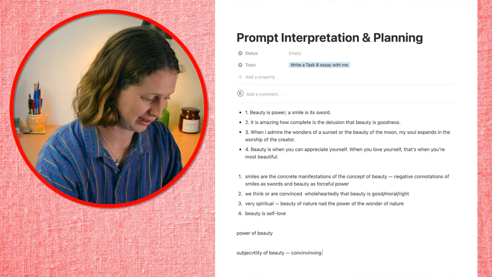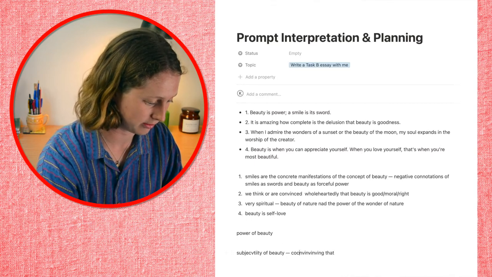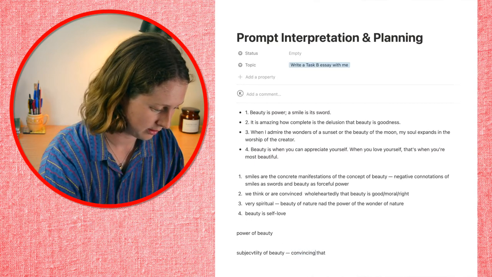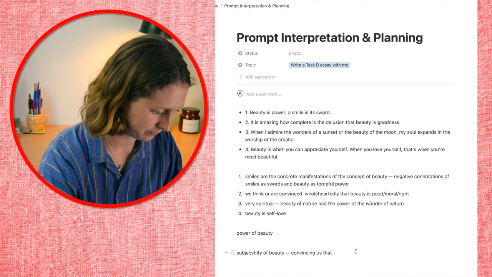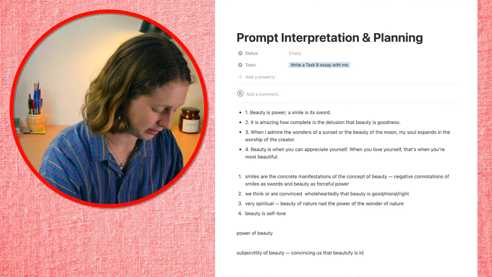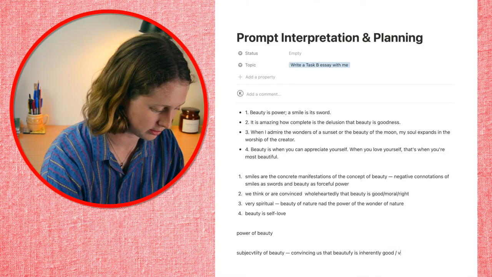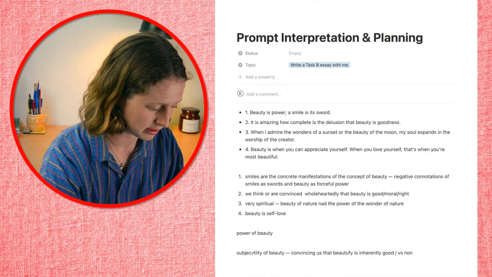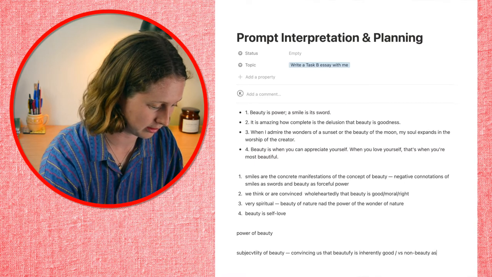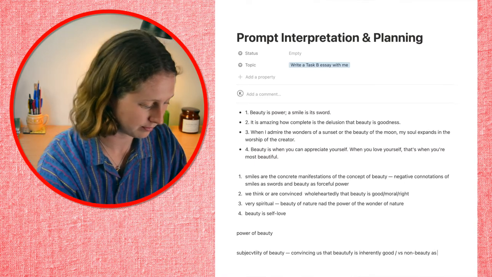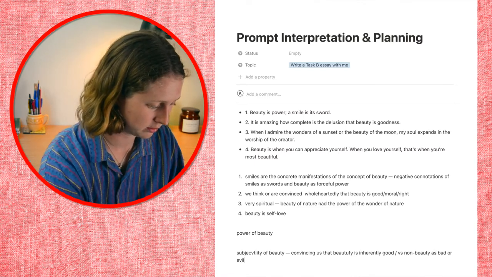Convincing us, that is not how you spell convincing. Beauty is inherently good versus ugliness. Well, let's use non-beauty, perhaps that's nicer. Non-beauty as being bad or evil.